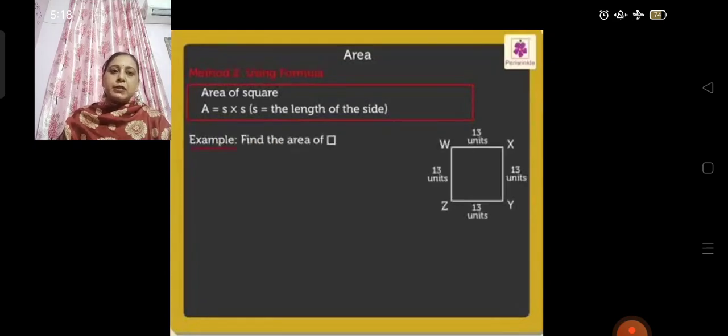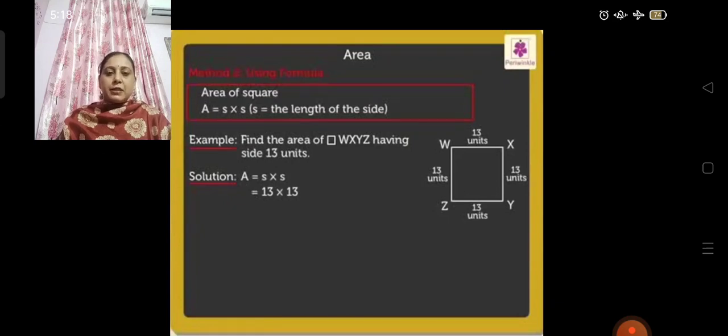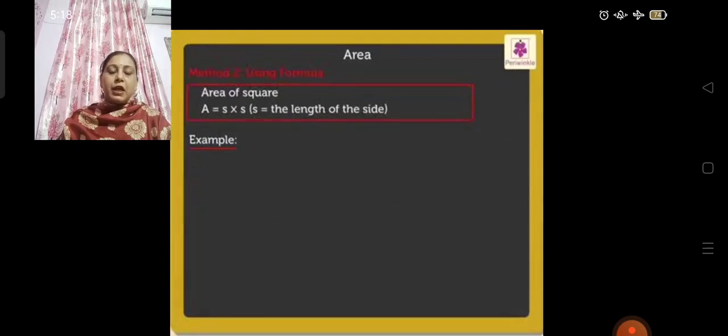Now let us understand how to find the area of a square in which the side is given as 13 units. That means the side is 13 centimeters. So here A is area, that is equal to side into side. So I will substitute S as 13 and 13, and I will write it as 169 square units. Wherever we have to write area, we have to write square units as the answer.